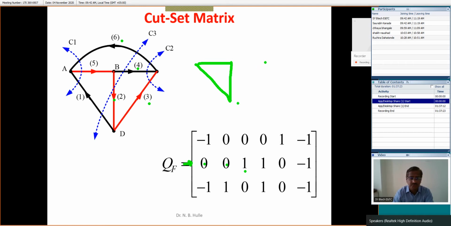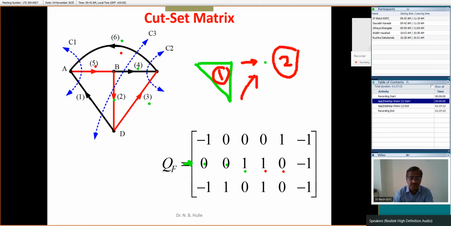How is the tree branch direction? Tree branch direction is from this part 1 towards this part 2. If it is going from part 1 towards part 2, that entry will be +1. This is +1. This is also the same, from part 1 to 2. It is in this direction, part 1 to 2. That's why its entry is again +1. Branch number 5 is here, which is not part of this cut set. That's why its entry is 0.